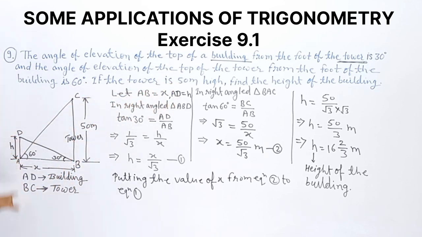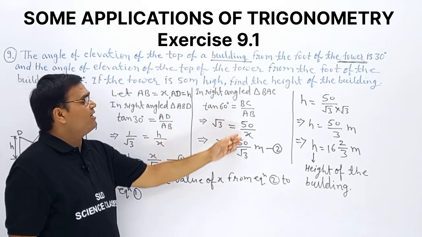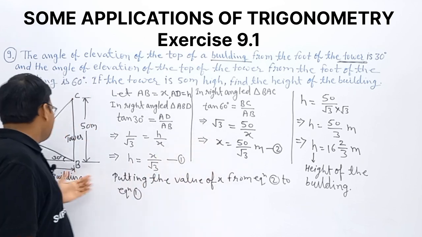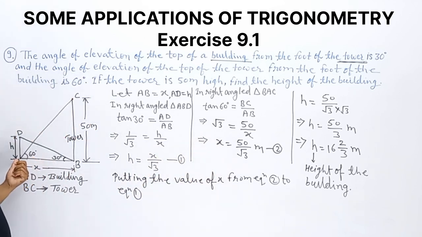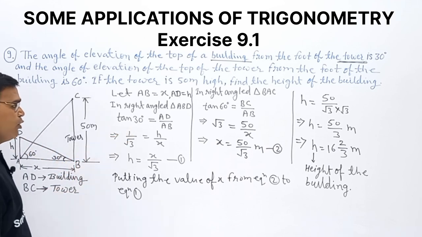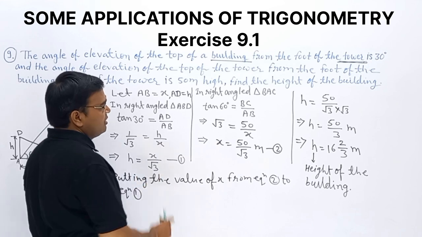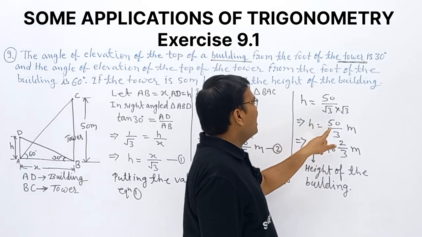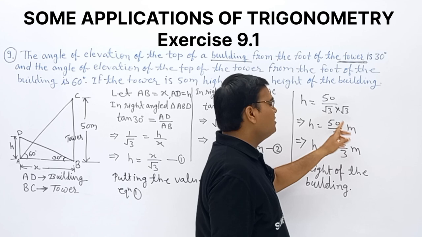So what will be the height of the building we want? We have two right triangles, this one and this one. We assumed this one as x and this will be the height. Then we use tangent theta and find the ratio formula. Then we get this equation. Again in this triangle, again using tangent theta, we get the x value. X value means this AB, the distance between the foot of the building and the foot of the tower. We put this value in this equation and solve, and we get the height, 50 upon 3 meter. In decimal we can convert.